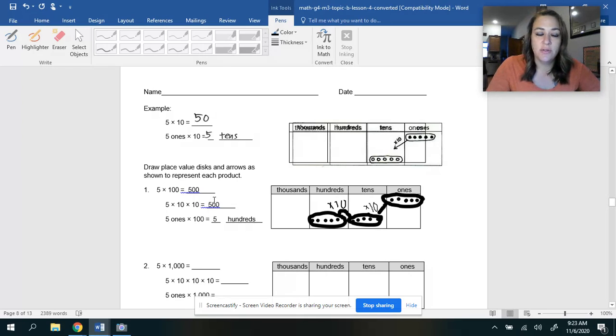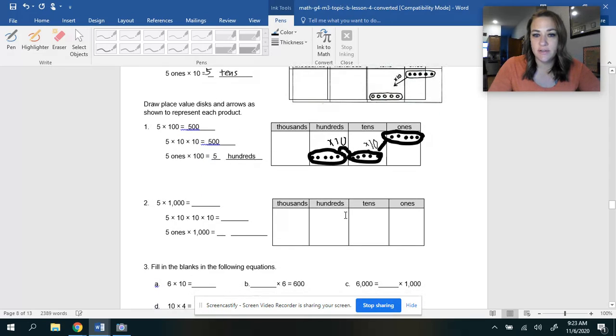Okay, so I've always told, kind of that trick. If I'm multiplying by 100, how many zeros are there? 1, 2. So if I come back over here, how many times did we move to the left? 1, 2. So it's kind of a trick that you can use to really double check yourself.